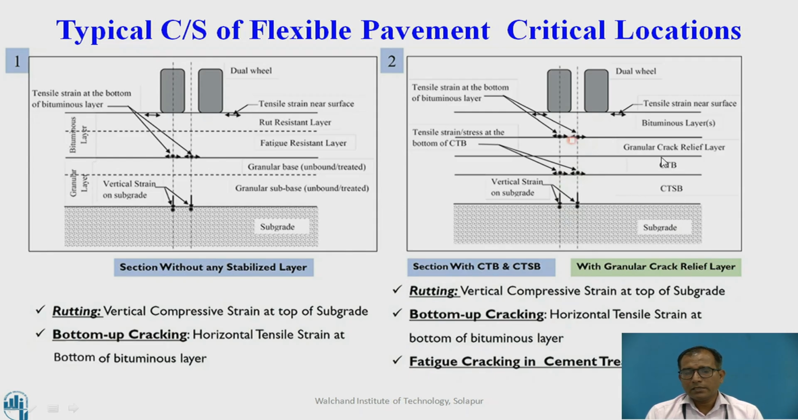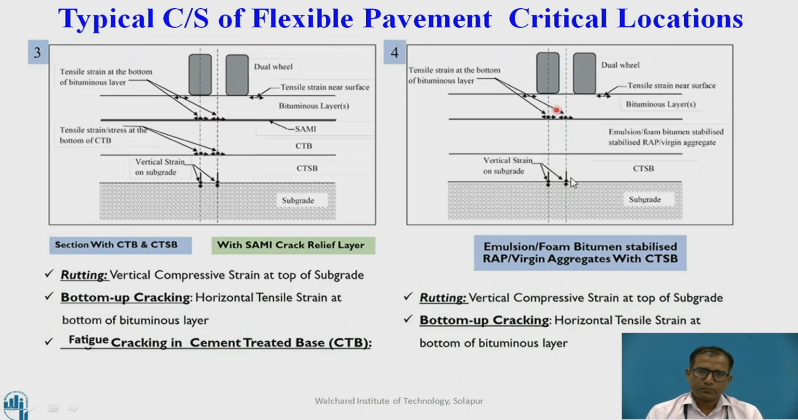Then there is a chance that a shrinkage crack may develop in the CTB or CTSB. To avoid cracks developing in these layers and propagating to the surface, we introduce a crack relief layer, called SAMI, that is, stress absorbing membrane interlayer. That will arrest the cracks which develop in the CTB or CTSB layer.